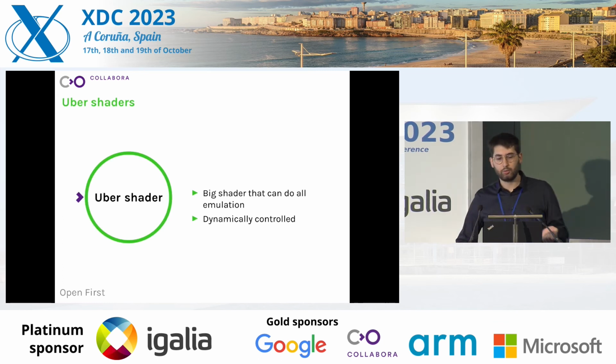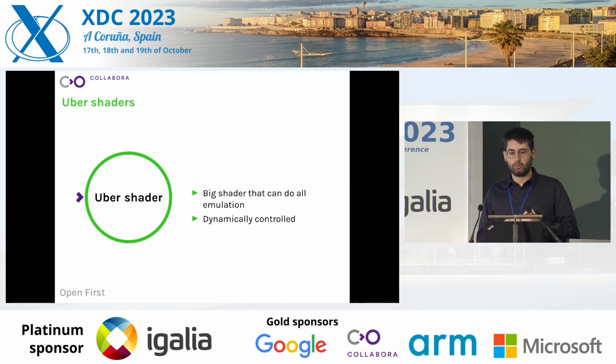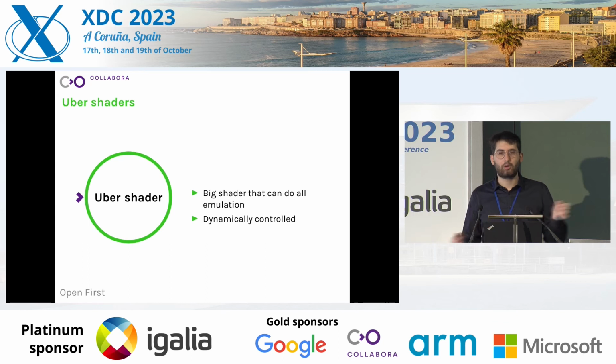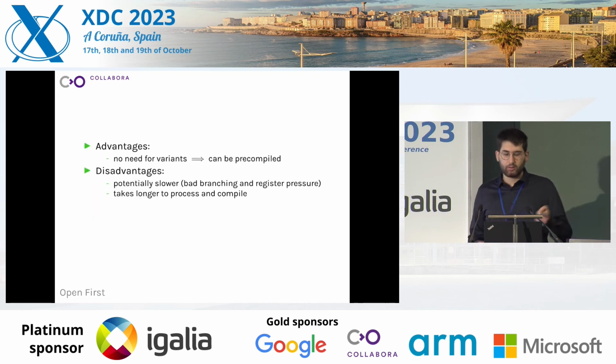So the idea behind the Uber shader is that we have a big shader that can do things that would normally be done by more than one smaller shader, and we have a way of dynamically controlling this big shader, which means this one shader can deal with multiple states by sending the appropriate arguments to it, the appropriate data. So the advantage is we don't need variants because this one shader deals with everything, so we can precompile it. The disadvantage is that it can be slower.